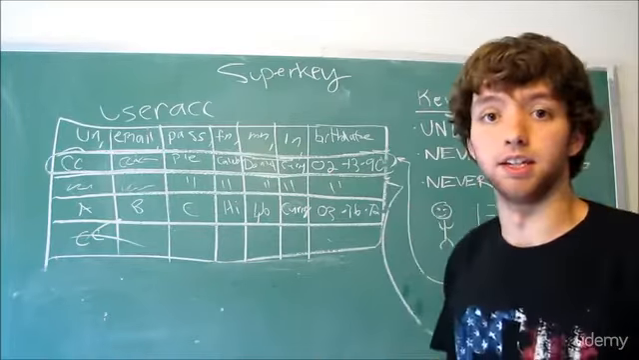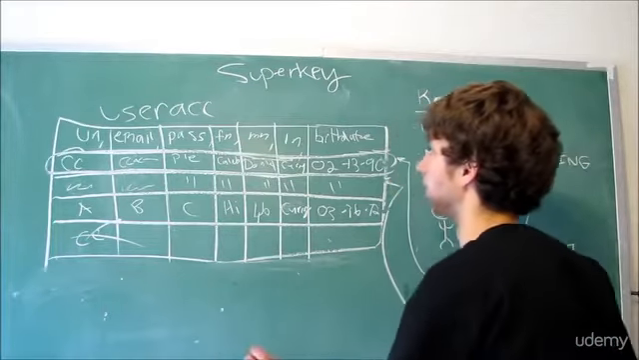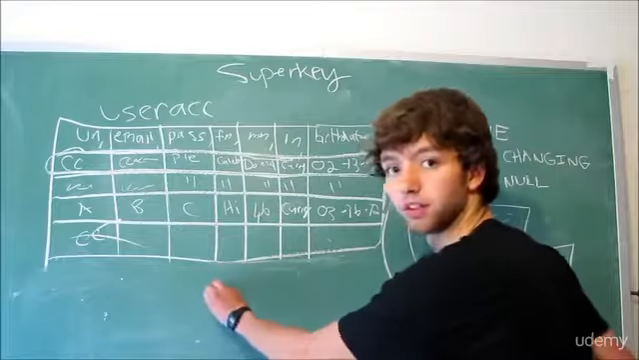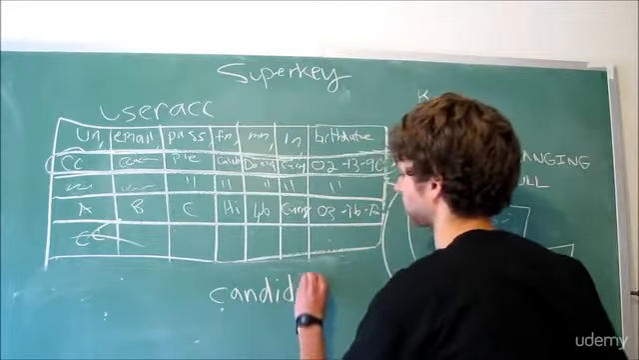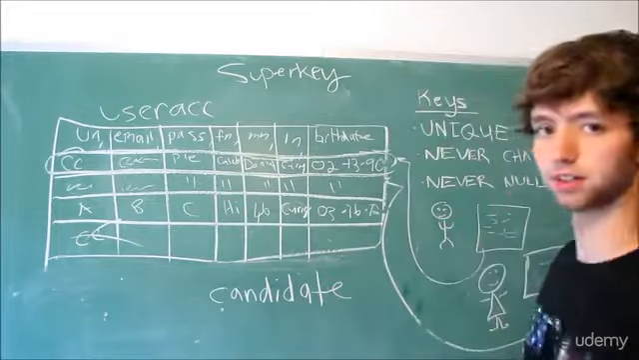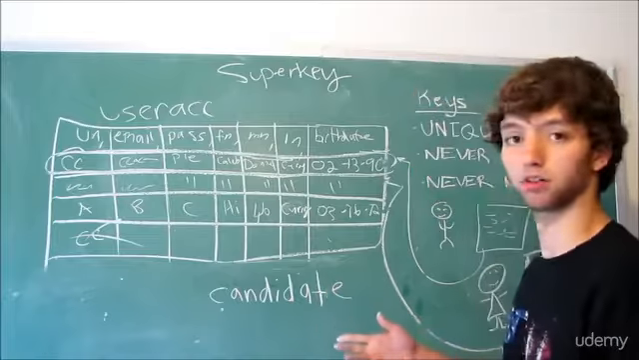A candidate key is the least number of columns. Where did I write that? Can you see down here? Yeah, okay, we're good. So a candidate, I'll explain why it's called a candidate in a second, or in the next video or something. A candidate key is the least number of columns.